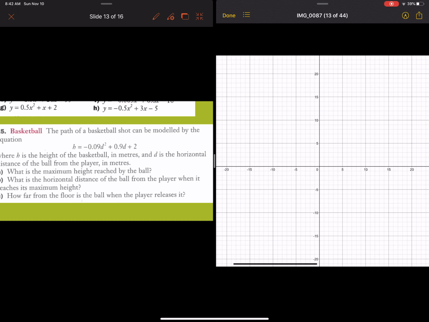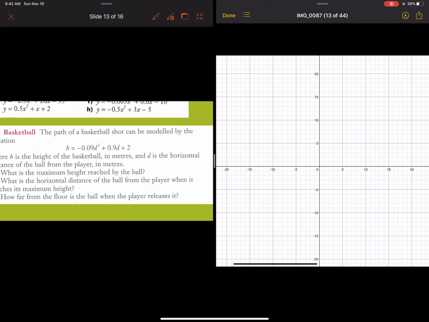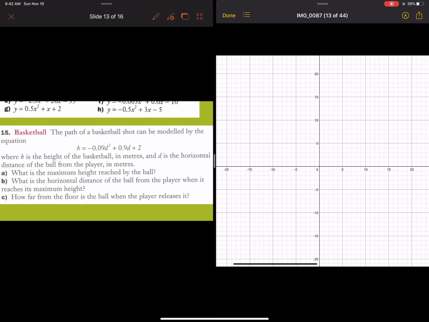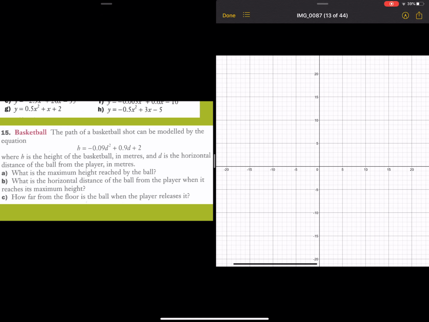Okay, everybody, question 15. The path of a basketball shot can be modeled by the equation h equals negative 0.9 d squared plus 0.9 d plus 2. Now recognize that it's quadratic. That's our first step.